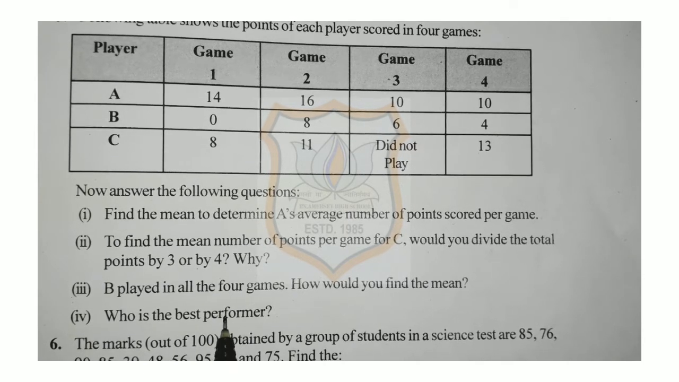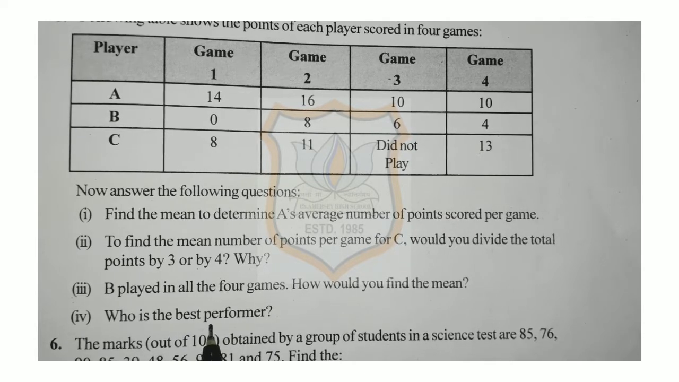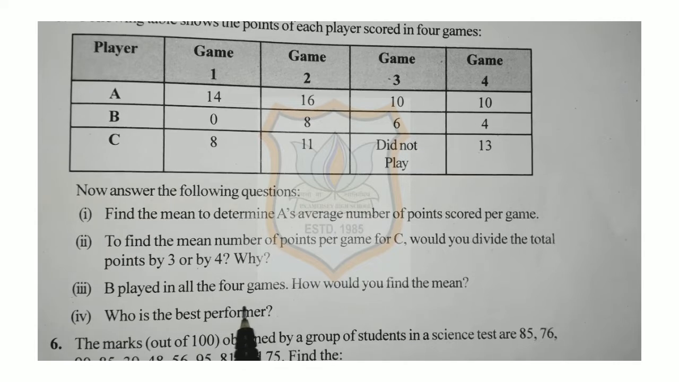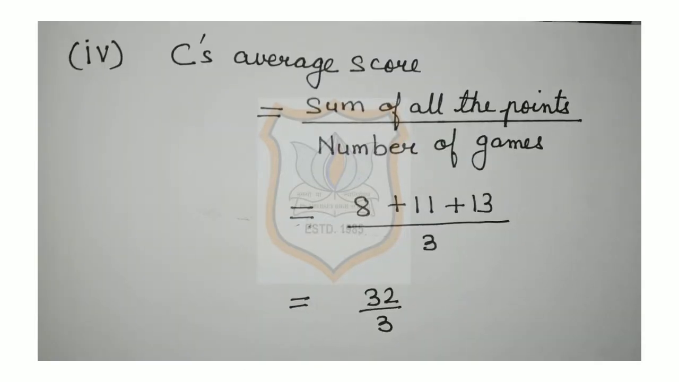To calculate this question, we have to calculate the mean of A player, B player and C player. Then only we can tell who is the best performer. So students, to tell who is the best performer, we have to calculate C's average score. As we know, A's average score is 12.5, B's average score is 4.5. So we have to calculate C player's average score.